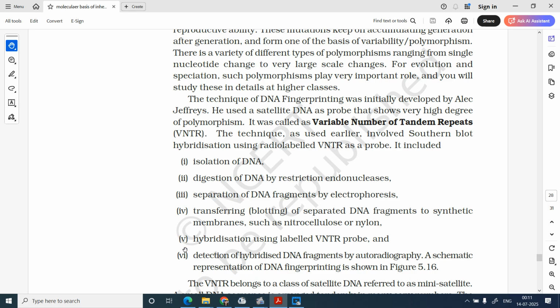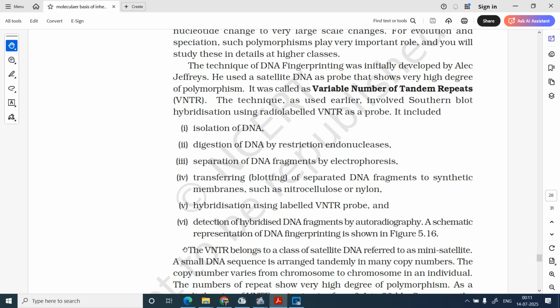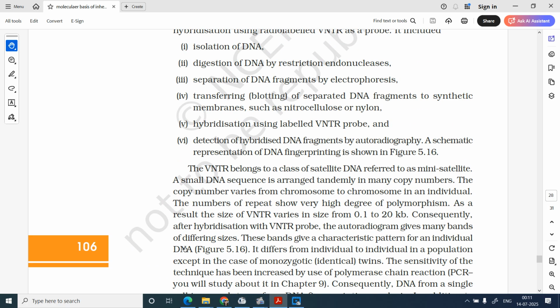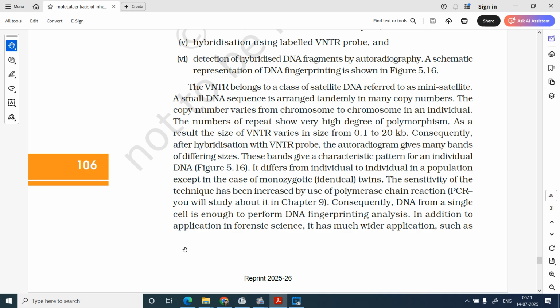It included, first, isolation of DNA. Second, digestion of DNA by restriction endonucleases. Third, separation of DNA fragments by electrophoresis. Four, transferring (blotting) of separated DNA fragments to synthetic membranes such as nitrocellulose or nylon. Fifth, hybridization using labeled VNTR probes. Sixth, detection of hybridized DNA fragments by autoradiography. A schematic representation of DNA fingerprinting is shown in figure 5.16.